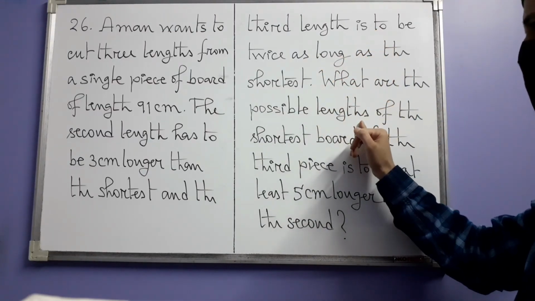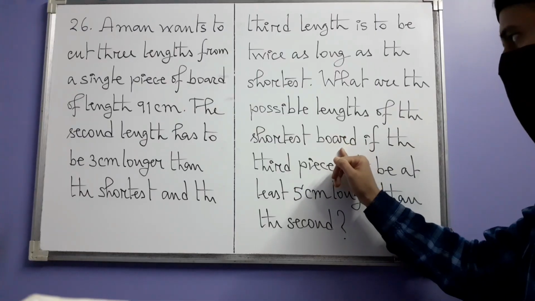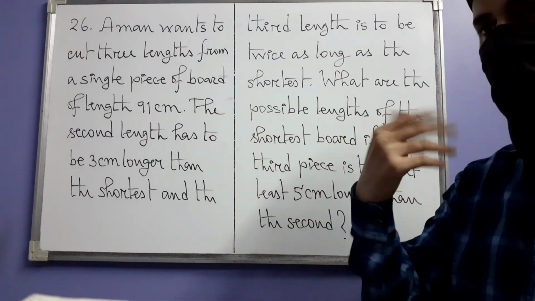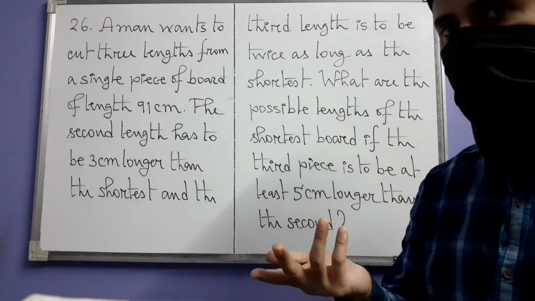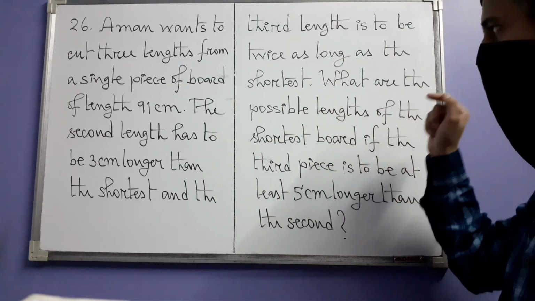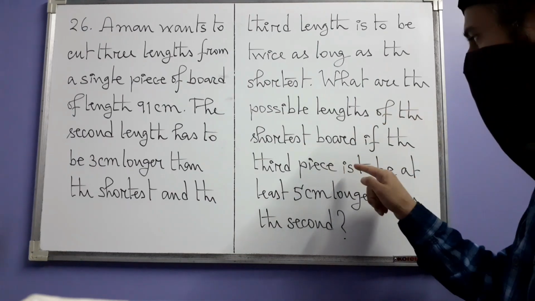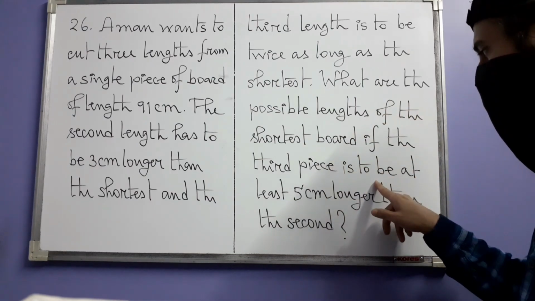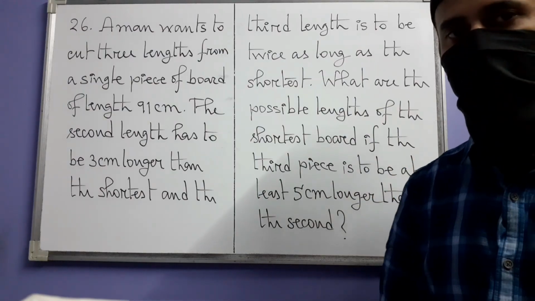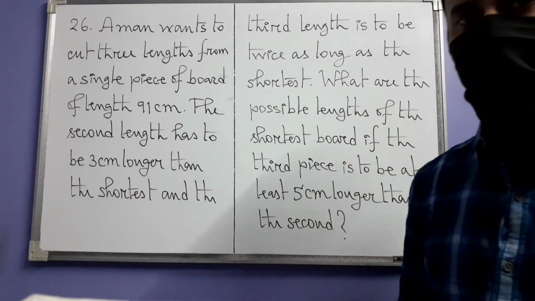Now what are the possible lengths of the shortest board? Of the shortest board only, okay, not the other ones. I mean, of course, automatically you will get the other lengths also if you find the shortest one because of these conditions. But what are the possible lengths of the shortest board if the third piece is to be at least 5 centimeter longer than the second? So this final condition is also given.